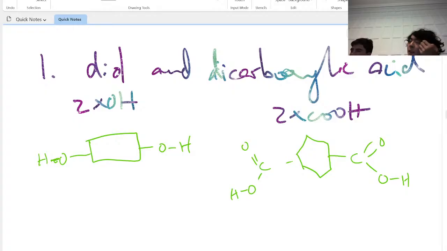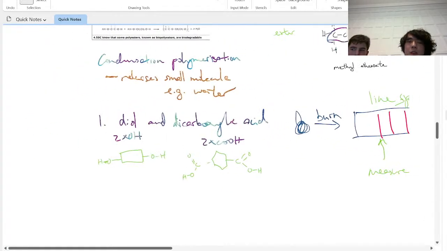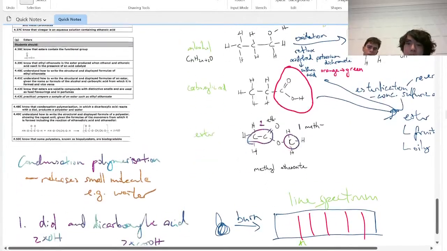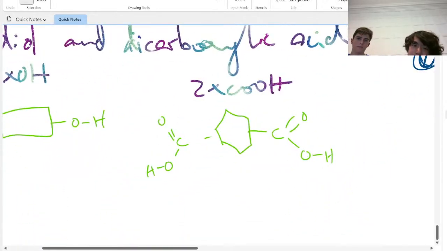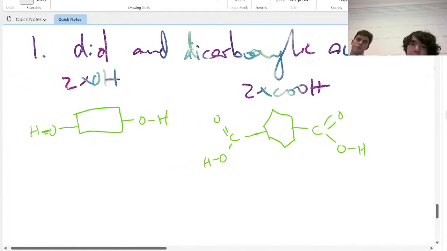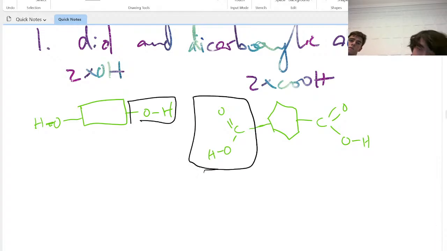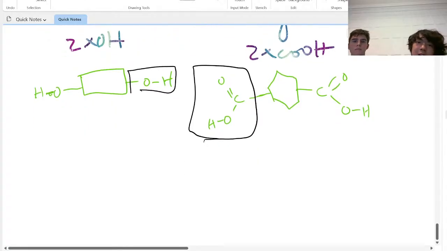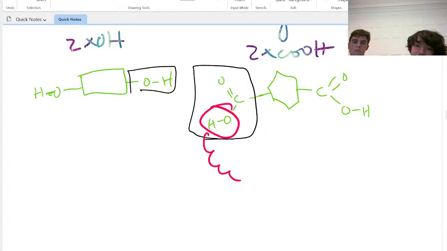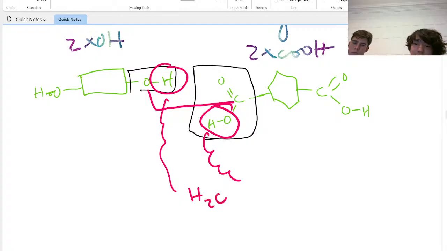Right. So what it's going to do is, we already went through esterification with an alcohol and a carboxylic acid. Esterification is about the functional groups. So the OH group on that is going to react with the COOH. Just circle the hydrogen and the oxygen. The OH is going to go away and the H is going to go away, and that's going to form water. And it's going to make one bond like that.